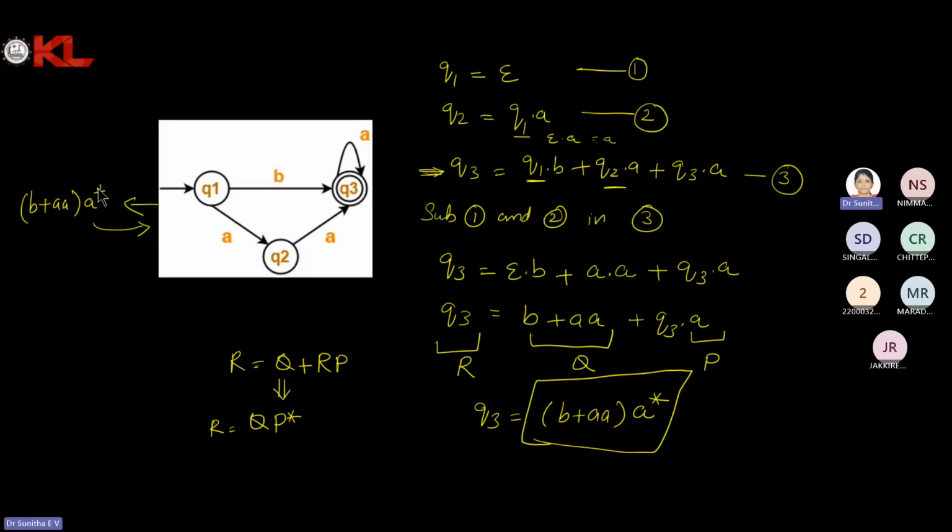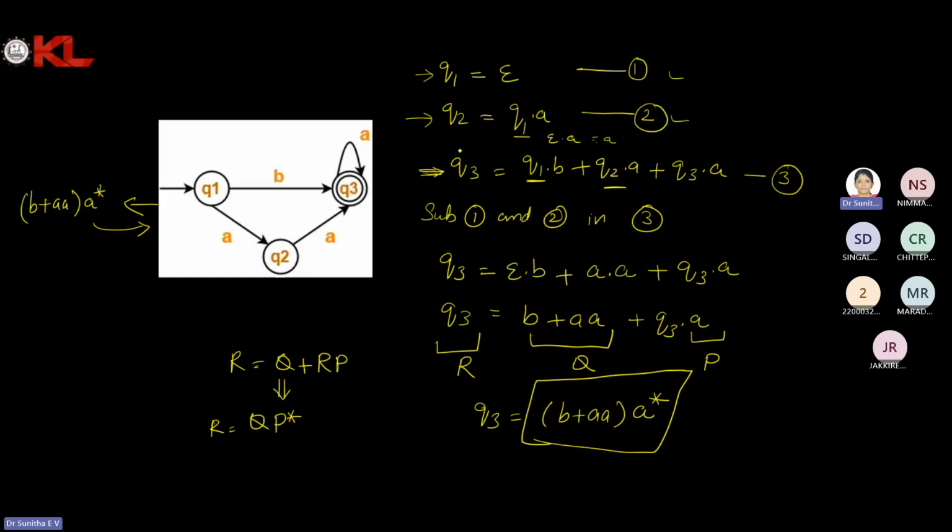So whenever you get a machine and you are asked to convert it into a regular expression, first you make sure that there is no epsilon transition. If there is any epsilon transition, you have to convert it into NFA. That means epsilon NFA has to be converted to NFA, then apply Arden's theorem. Okay, so for applying Arden's theorem, you take every state. For every state, you have to write the equation and mark it as 1, 2, 3 like that.